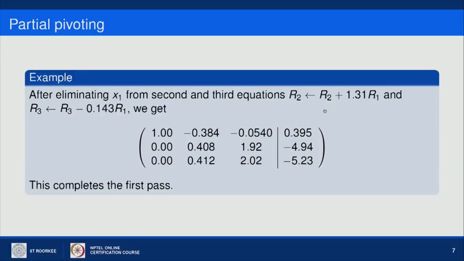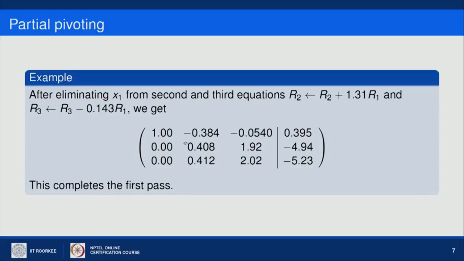So, for this I will replace the second row, that is R2, by R2 plus 1.31 times R1, and R3 I will replace by R3 minus 0.143 times R1. So, after doing these two operations I will get this particular matrix. Here you can see in the first column, in the first row I have the pivot entry as 1 and the rest of the entries below the pivot element are 0. So, this completes the first pass of Gaussian elimination method with partial pivoting.